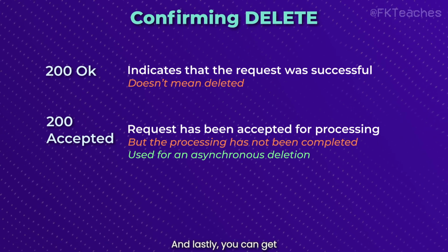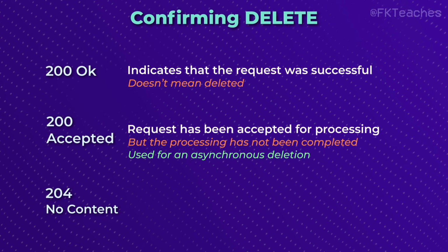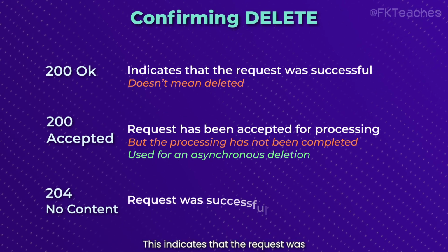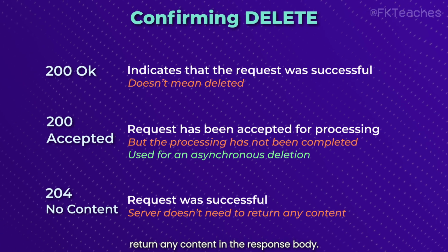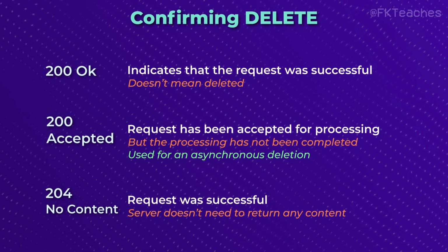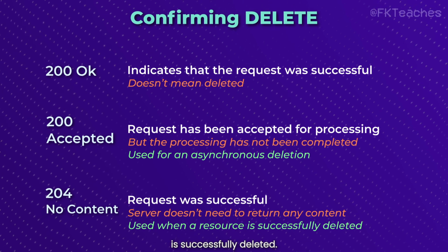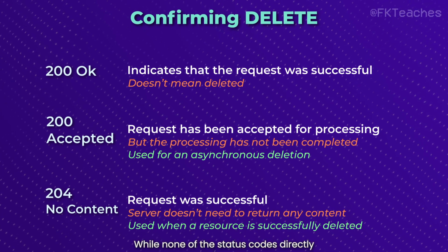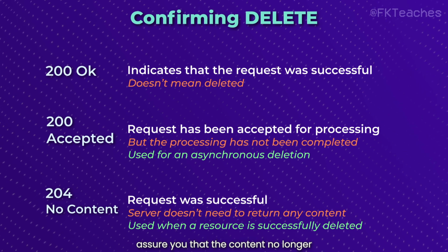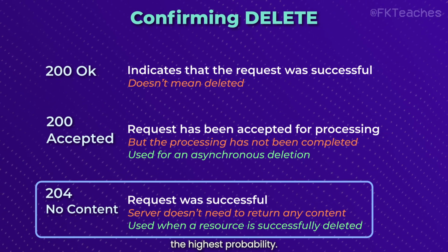And lastly, you can get a 204 no content code. This indicates that the request was successful and the server doesn't need to return any content in the response body. This code is often used when a resource is successfully deleted. While none of the status codes directly assure you that the content no longer exists, a 204 code gives the highest probability.